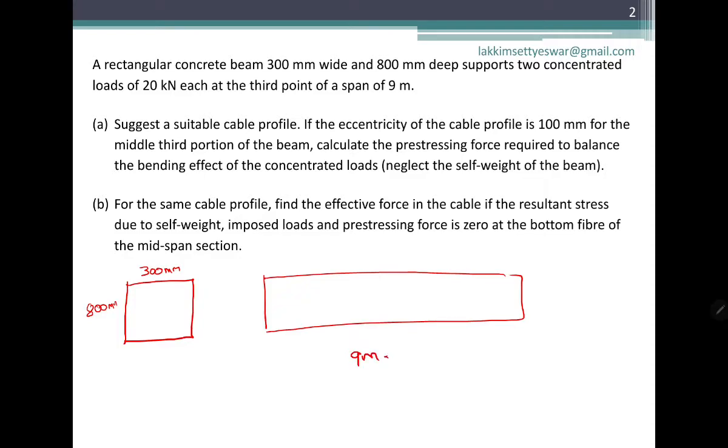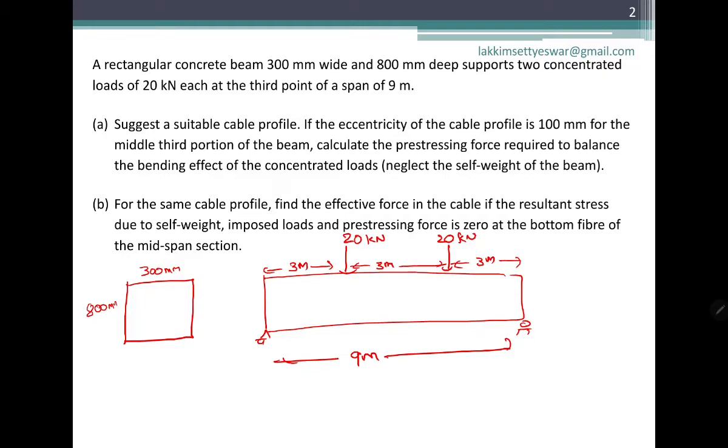So the span of the beam is 9 meters. It is subjected to 2-point loads at 1/3 distances. Each load is 20 kilonewtons. So from the end 3 meters and from the other end 3 meters. So the middle distance is 3 meters, total 9 meters.